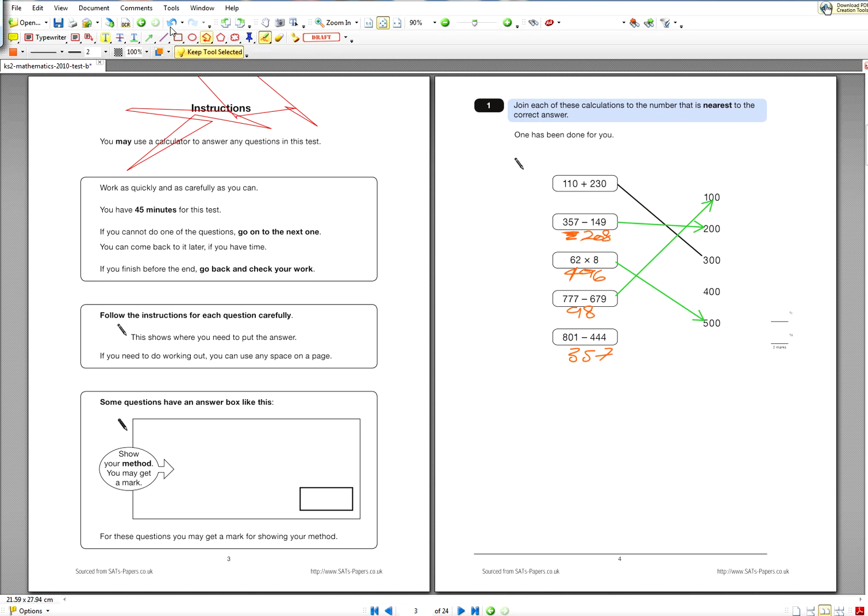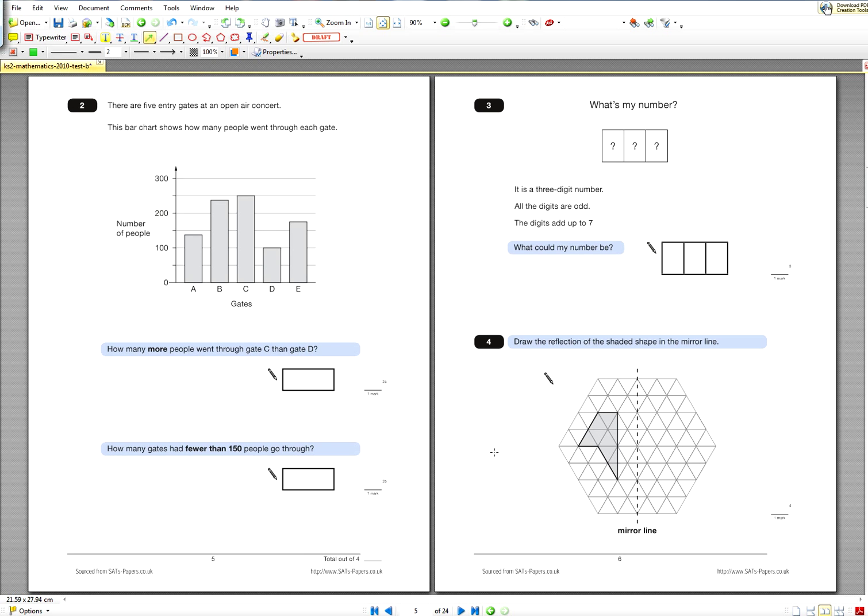Now the reason why we got the arrows in the places that we put the arrows is because the answers underneath the box are the answers to the actual calculations. So 357 minus 149 gave us 208, and the number closest to 208 was 200. The next one gave you 496, and 500 was closest to 496. And then 98, 100 was closest to 98. And 357, last but not least, was closest to 400. That's how we got the lines in those particular places. Let's move on. We don't need announcements every time we get something right.